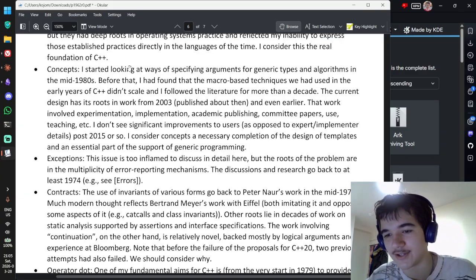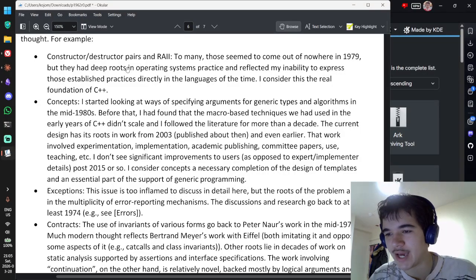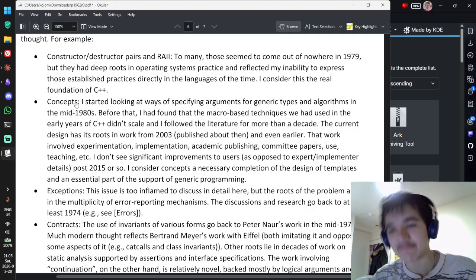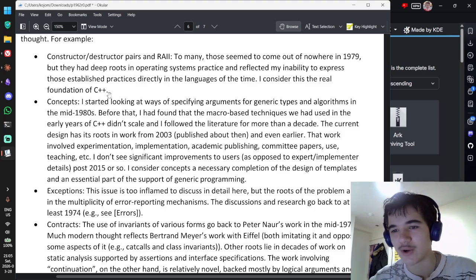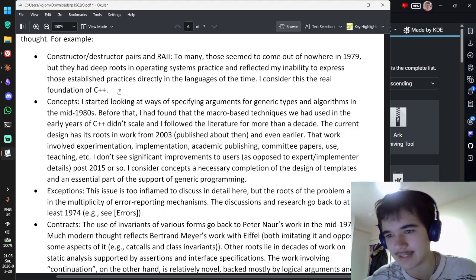Concepts. Yes, dude, concepts. Oh my god. "I started looking at the ways of specifying arguments for generic types and algorithms in the mid 1980s." See, concepts are not a new idea. He's had this idea since like conception. That is crazy. And they only got added in C++20. What a time to be alive, where concepts have just been added. Are we dead ass?